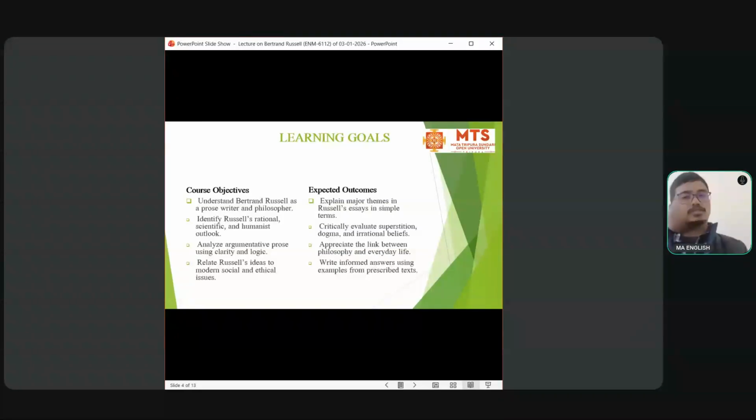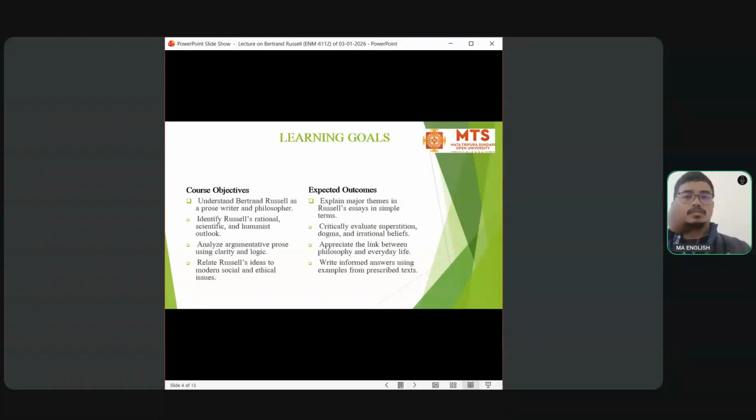The second objective is to identify Russell's rational, scientific, and humanist outlook. Russell strongly believed in reason and scientific thinking. He opposed superstitious belief, blind faith, and irrational beliefs. At the same time, he was a humanist who cared deeply about human suffering, peace, and happiness. Dear students, you're expected to recognize this harmony between intellect and humanity in his essays.